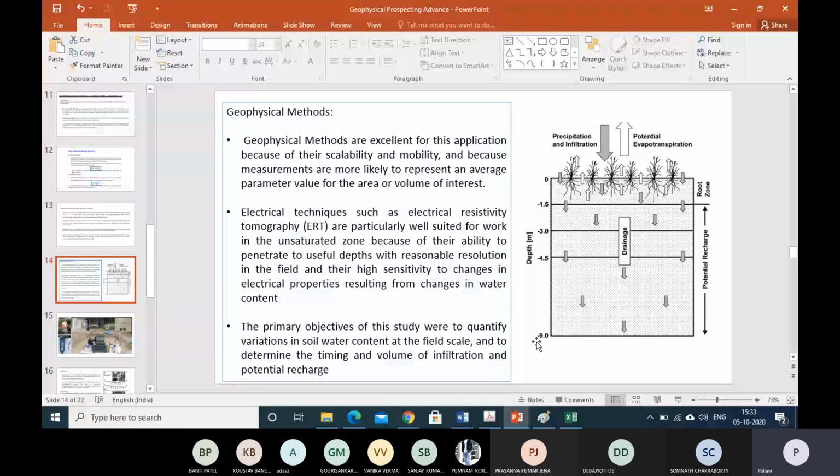Okay. So electrical techniques such as electrical resistivity tomography are particularly well suited for work in the unsaturated zone. Okay, because of their ability to penetrate a useful depth with reasonable resolution in the field, and their high sensitivity to change in electrical property resulting from change in water content, right? So it means subsurface information you can get very easily. Okay, just putting your electrodes and doing the experiment.